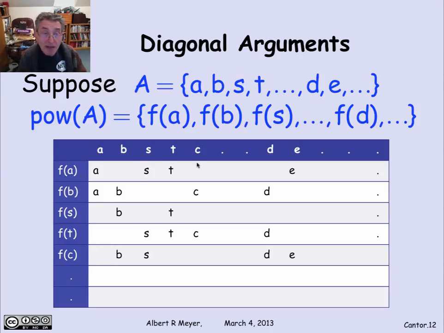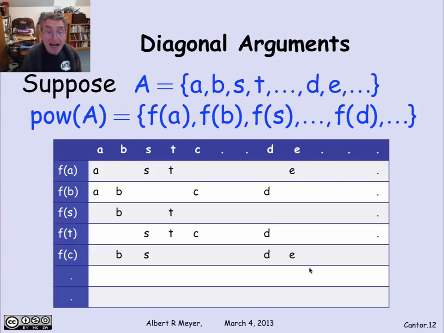under the corresponding element of the subset. So a B goes under a B if it's in F of B, and S goes under an S if it's in F of S. Nothing goes under a T if T is not in F of T. That's what we're seeing here. So I'm laying out, as though I was using zeros and ones for an infinite binary sequence, each of the sets that are in the range of F along this row.